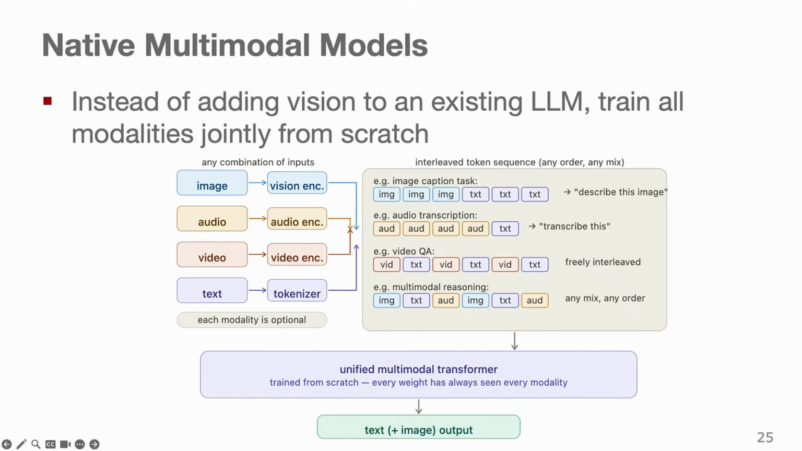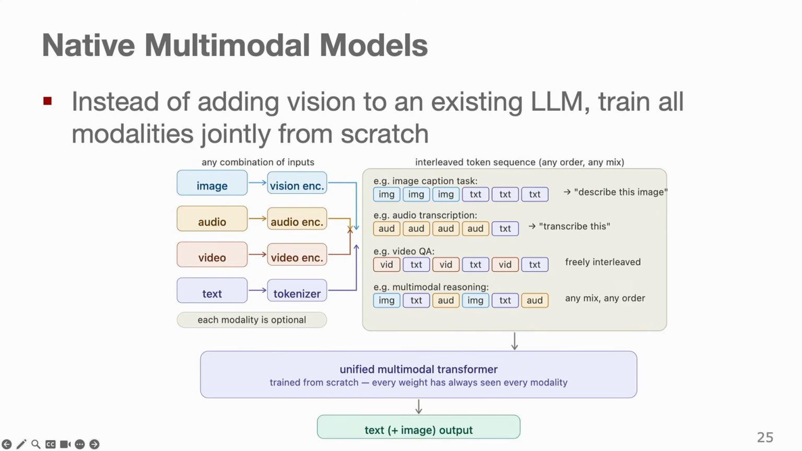Okay, so LLaVA and Flamingo both share the same fundamental assumption. You start with a pre-trained language model, and then you somehow add vision to it, right? But there is a third approach that asks, what if we just throw away all of that and train everything jointly from scratch? And that's the idea behind native multimodal models. So instead of adapting a language model to handle images, you train a single unified transformer on all modalities simultaneously. So images, audio, video, text, it doesn't matter.